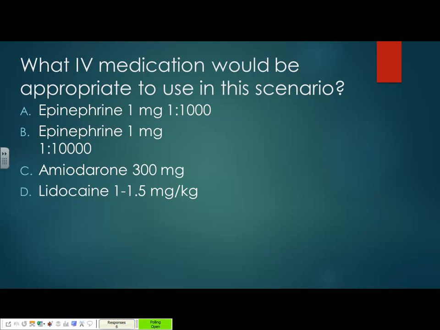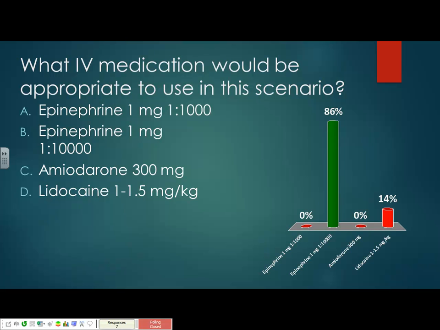Think about it. There's only one medication up here listed that you would use in this scenario. It's going to be your epinephrine 1 to 10,000, sorry. 1 milligram, right? Your 1 to 10,000 is your cardiac concentrated dose.